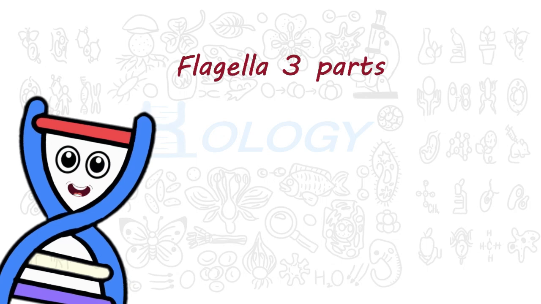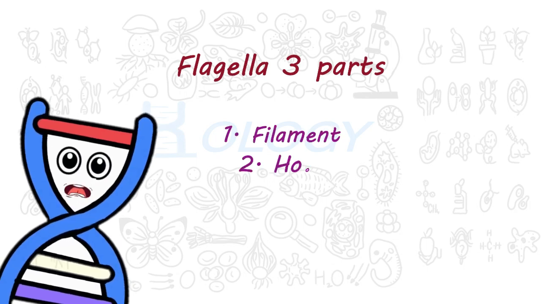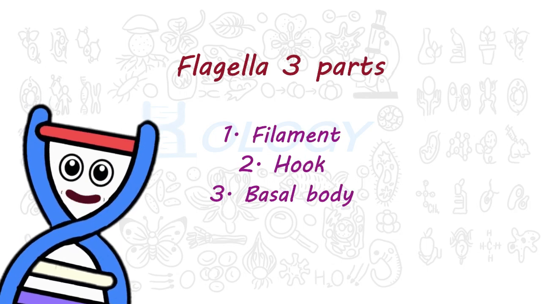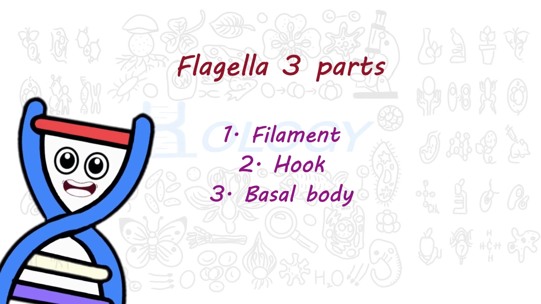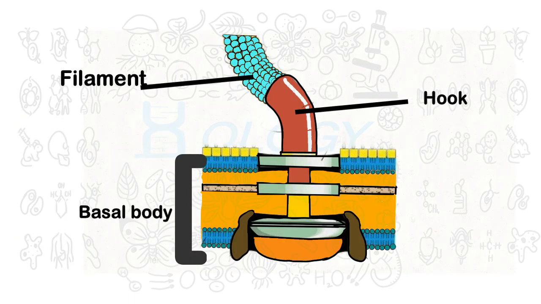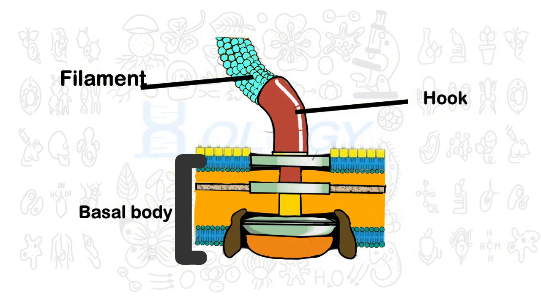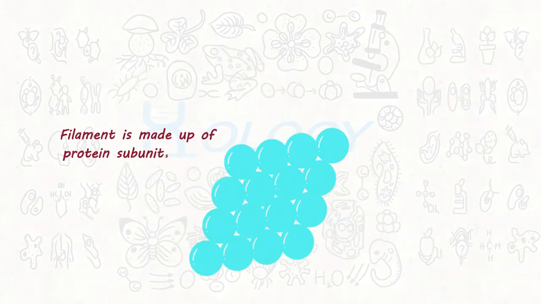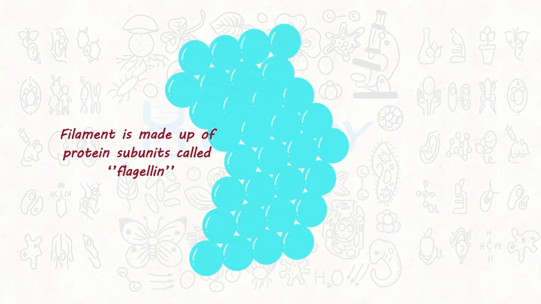Flagella are composed of three major structural elements: the basal body, the hook, and the filament. The filamentous part of the flagellum extends outwards from the bacterial surface and is anchored to the bacterium by its basal body. The filament is made up of protein subunits called flagellin arranged in several helices around a central hollow core.